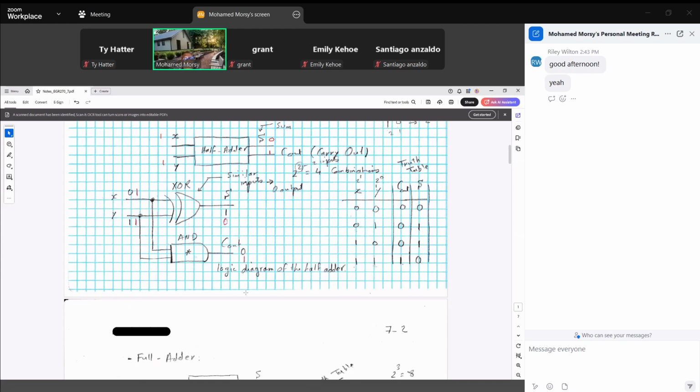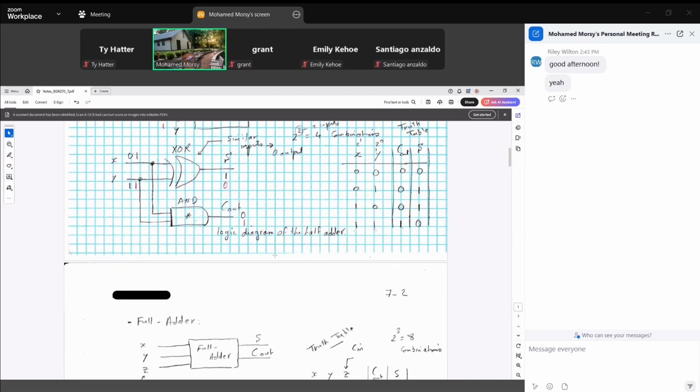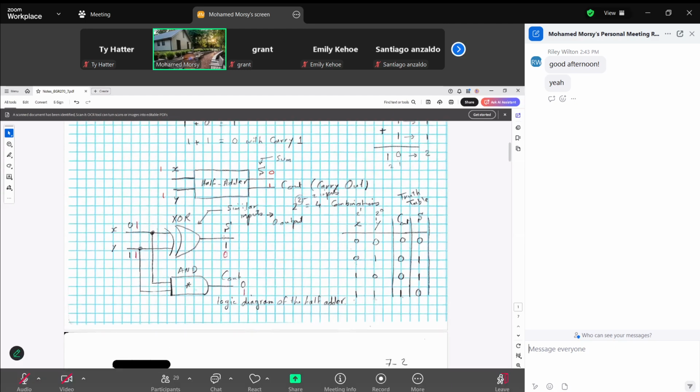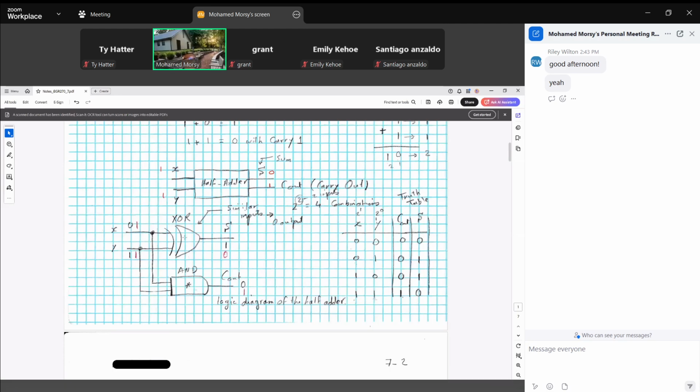So the circuit, or the logic diagram. Logic diagram means how the circuit is represented in logic gates. So this is called the logic diagram. This is a circuit representing the half adder. We have simply an exclusive OR connected with an AND gate.